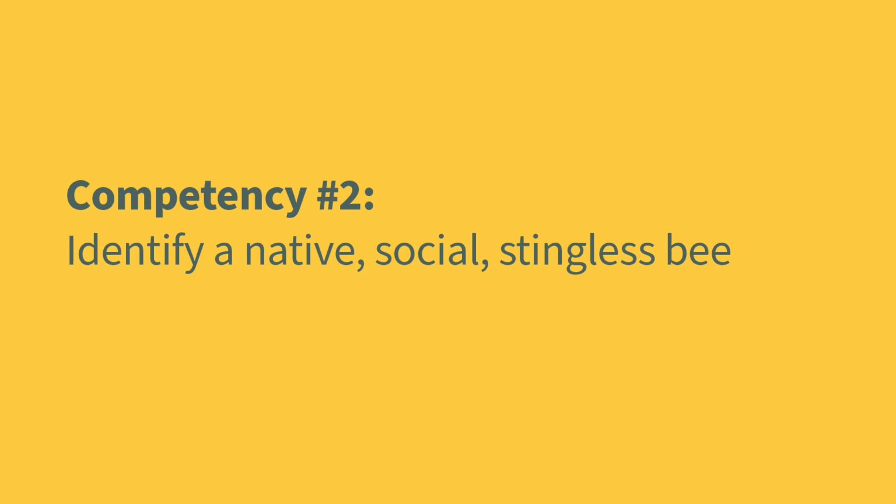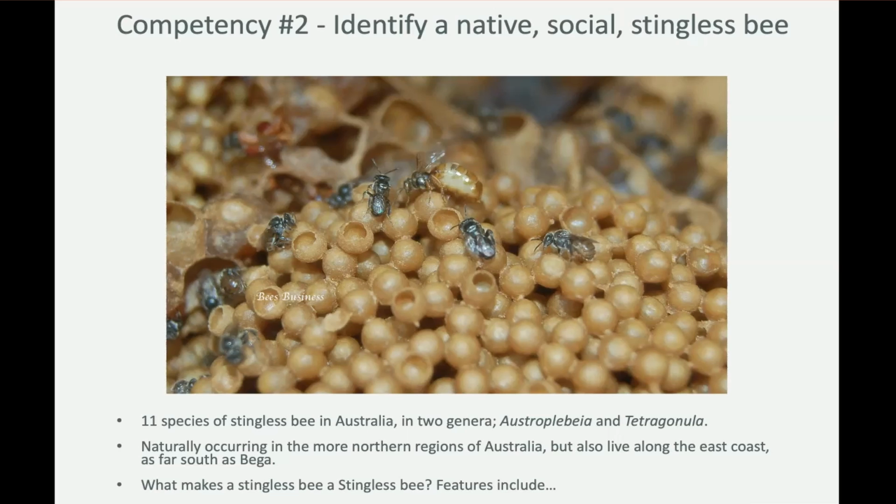Competency number 2, native social stingless bees. So there's 11 species of native stingless bees in Australia, and they're in the genera Tetragonula and Austroplebeia. They're naturally found mostly along the top half of Australia, but they also come down the east coast as far as Bega. So what makes a stingless bee a stingless bee?